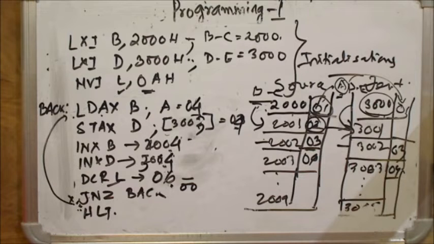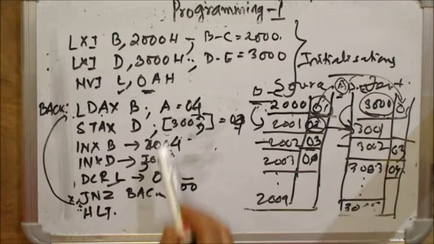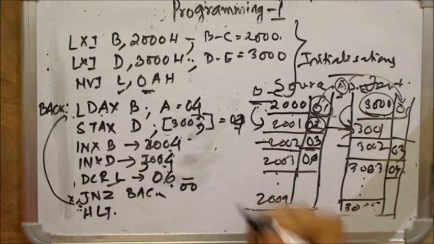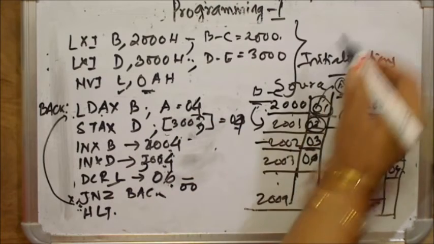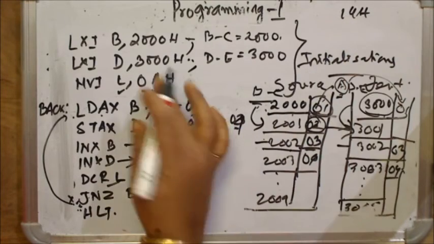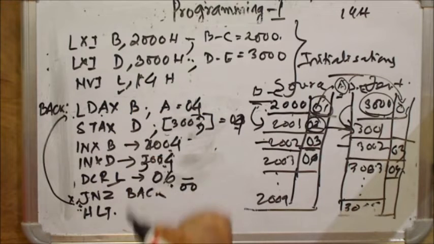Understood? So please tell me, did you understand? Now if I tell you to transfer 20 bytes, the program will remain the same. Only what you have to change? You have to change the count. That is, if I tell you 20 bytes, 20 in decimal is 14 in hexadecimal, right? So you will be writing here 14H.